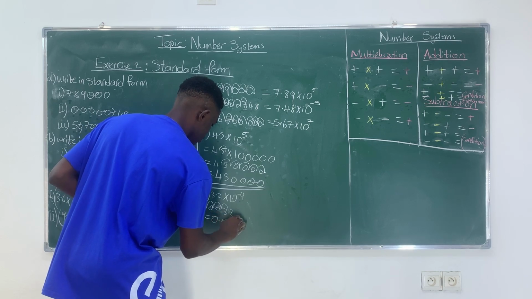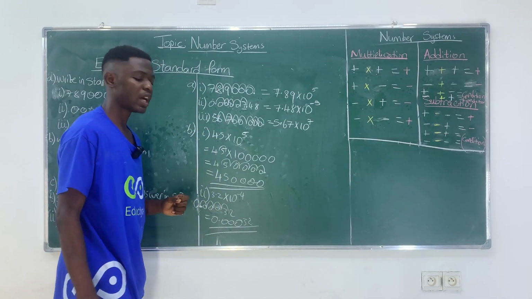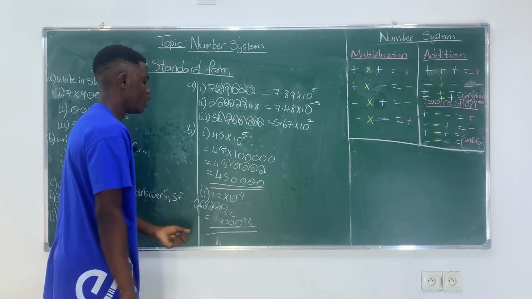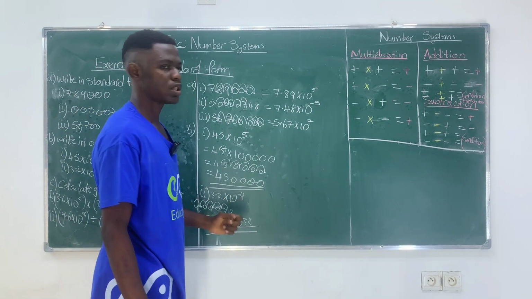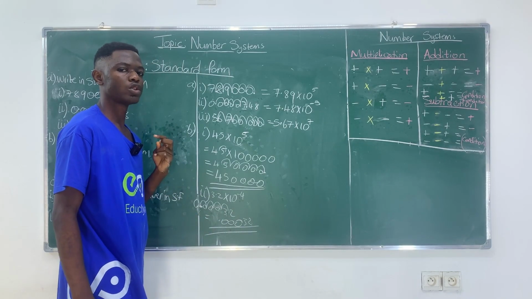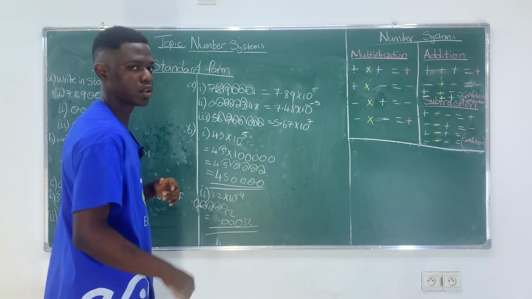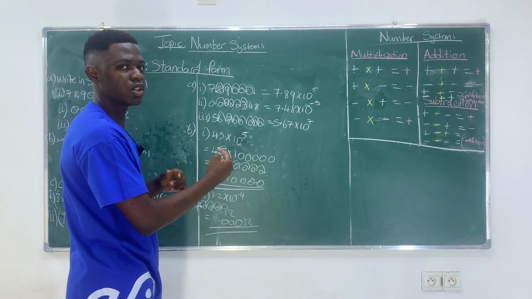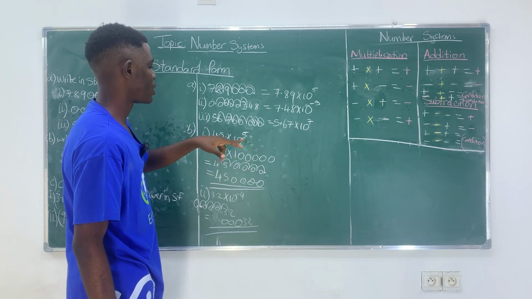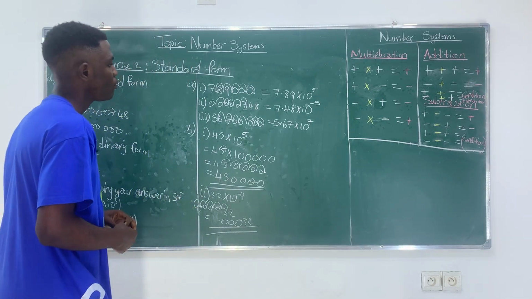So the final answer is equal to 0.00032, or you can still leave it as 0.00032. So you have to retain that when you deal with negative powers, when you want to put them in ordinary form, you shift the decimal place to the left. When you want to put this back to ordinary form, you shift the decimal place to the right.